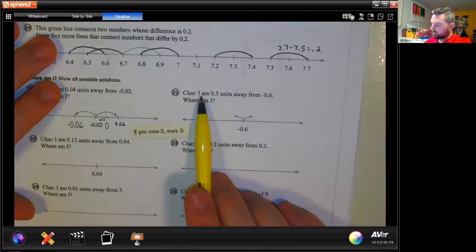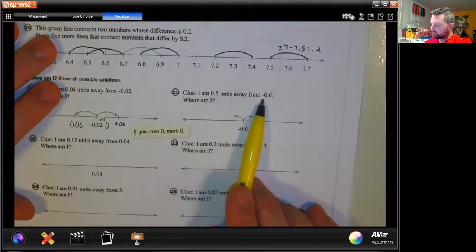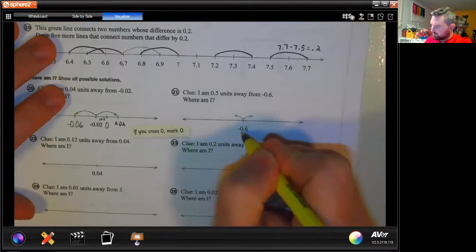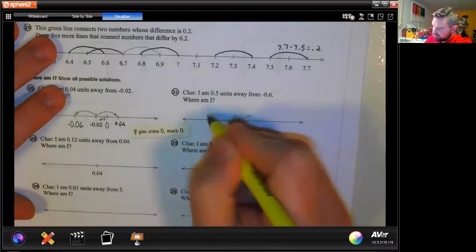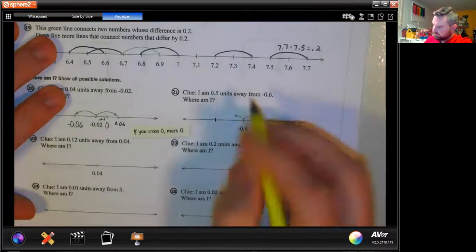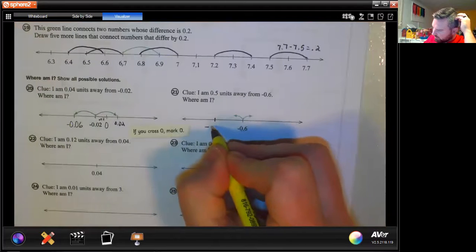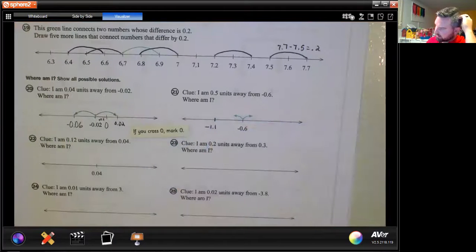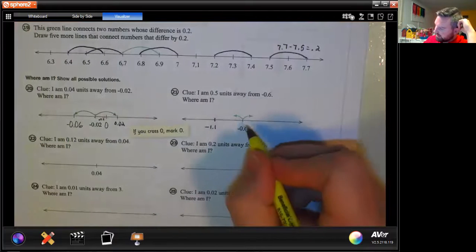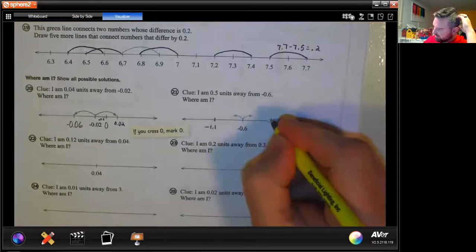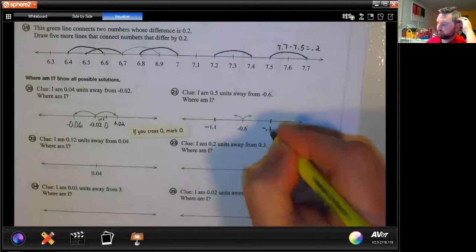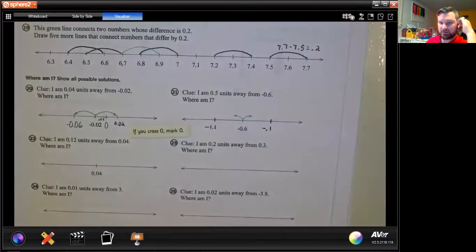Okay, I am 0.5 units away from negative 0.6. So negative 0.6 minus 0.5 is negative 1.1, because 5 and 6 make 11. Okay, so you got your 11 there. And then negative 0.6 plus 0.5 is negative 0.1, because 6 minus 5 is 1. Okay, so you're really close to 0 there.